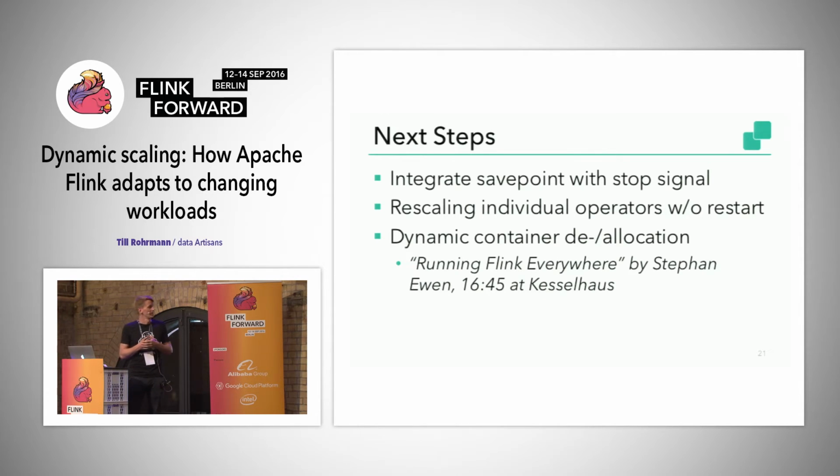But currently we're working on adding dynamic container allocation and deallocation with the Flip 6 improvement, which will basically refactor the process and deploy model of Flink a little bit, so that one can allocate these new containers from a cluster manager like Yarn or Mesos. If you want to learn more about that, I can recommend you to go to Running Flink Everywhere, a talk given by Stefan Ewen at 4:45 at the Kesselhaus.